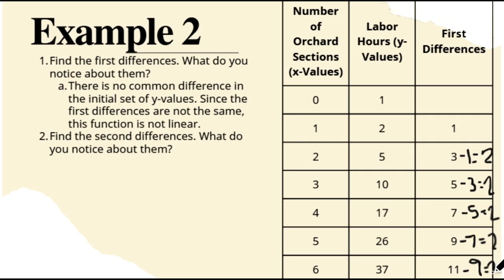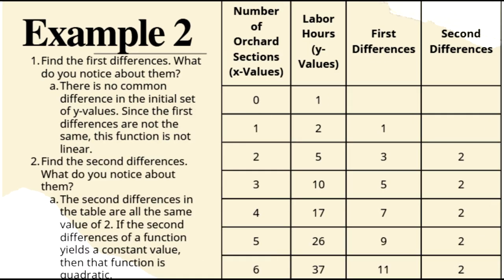So what do we notice about our second differences here? They're all the same number. That's a good thing. If the second differences of a function yield a constant value, then that function is quadratic. So we now know what type of function we have. We have a quadratic function.